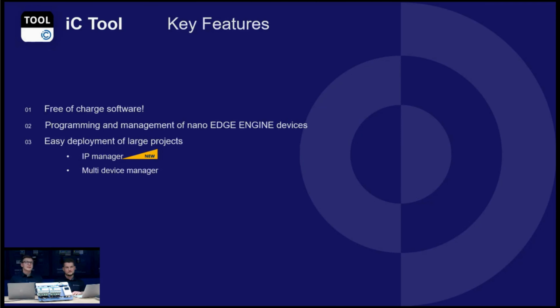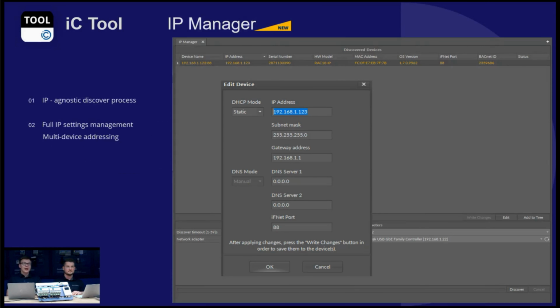We just finished the new functionality. IP Manager allows you to easily deploy and change the IP address on many devices on site, and to more easily maintain your NanoH engine devices on site. So let's take a look at how the IP Manager looks. What is the tool, the view?